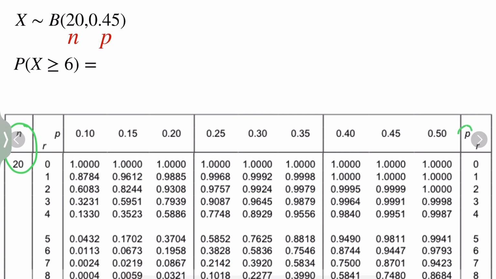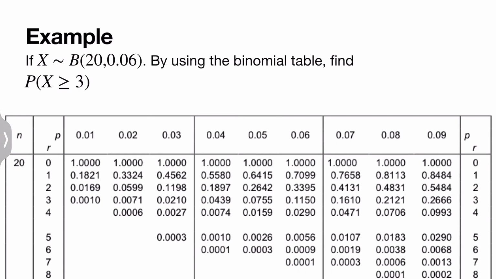Carikan N20, P0.45. Soalan baru. Find the value. What is the probability, Huda? Very good. 0.9447. Okay, let's go to the example, everybody. X has binomial distribution with n is 20, p is 0.06. By using the binomial table, find probability of x greater than or equals to 3. You need to find on the same time. 0.1150.